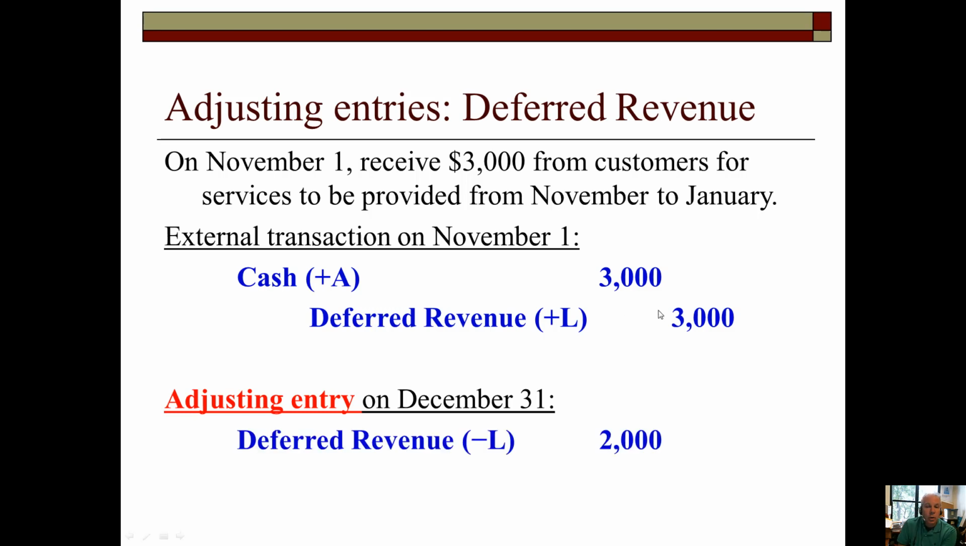So what we do, since it's earned, we don't have an obligation any longer, so we have to decrease the liability. So we debit the liability for $2,000. And we now can record revenue on the income statement that is earned for the same $2,000. Notice how revenues and stockholders' equity increases.